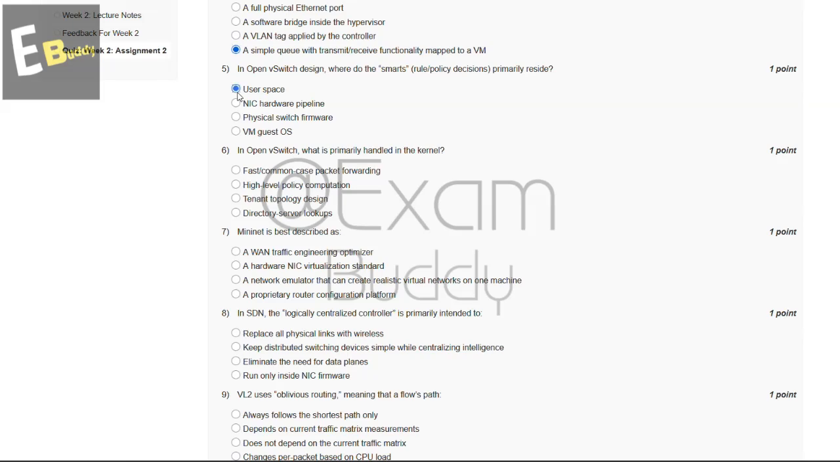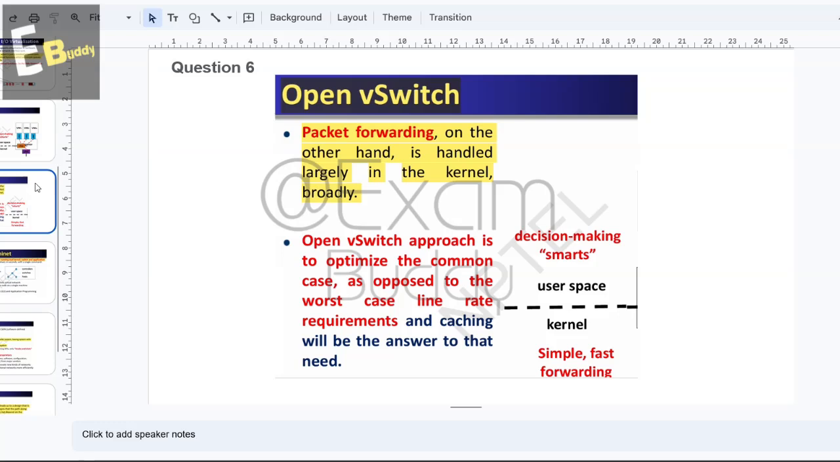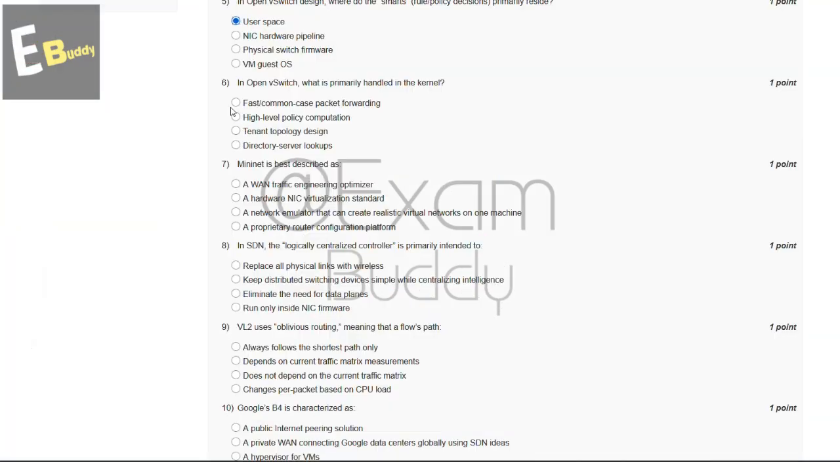And now let's go to our question number 6. In Open vSwitch, what is primarily handled in the kernel? So these are the options, and now let's check the explanation. The explanation says Open vSwitch packet forwarding, on the other hand, is handled largely in the kernel. So the answer of our sixth question is A.